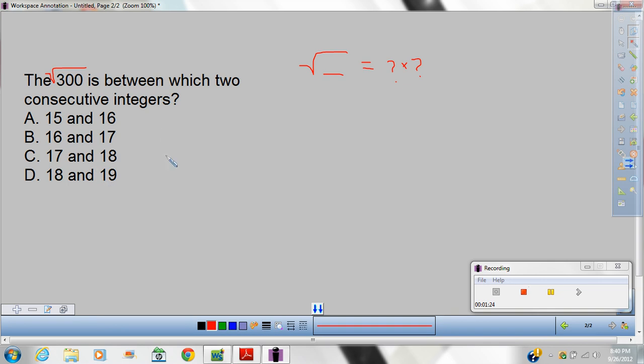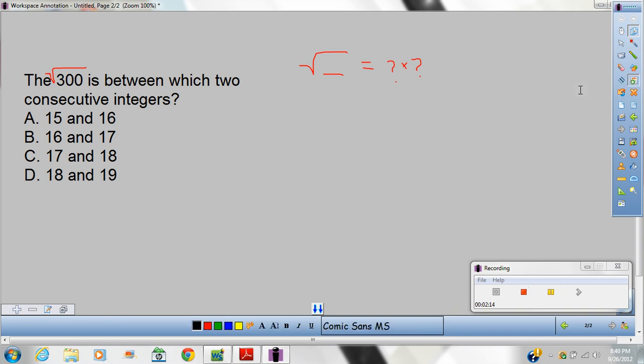How I would approach this problem, if I didn't have a calculator, is I would make a list of 15 times 15 gives me what answer? Is it close to 300? Then I would do 16 times 16. Close to 300 again? We don't know. Maybe. If you get two values, one lower and one above, then you've reached your answer. So let's go ahead and make a list right now.